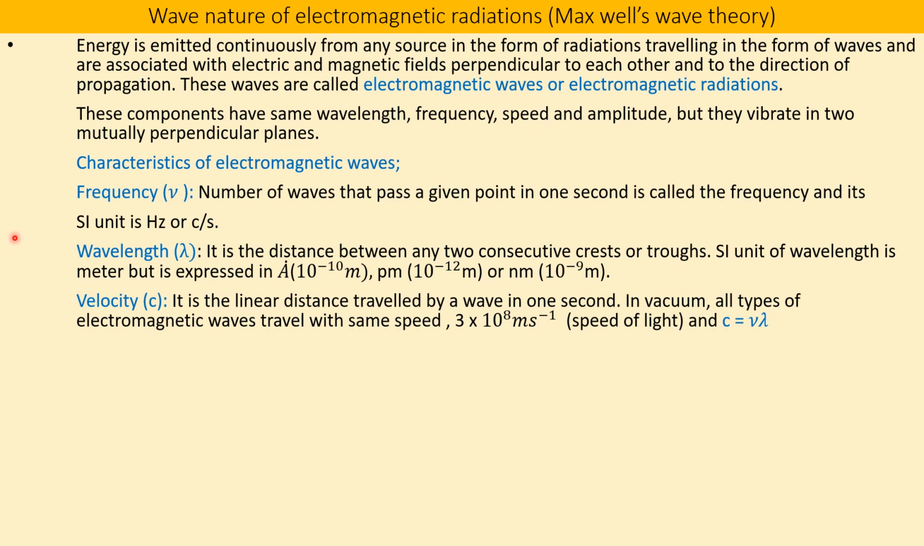Wave number is represented by nu bar. It is the number of wavelengths per unit length, and its unit is per meter or per centimeter.